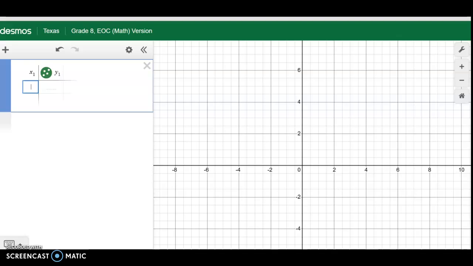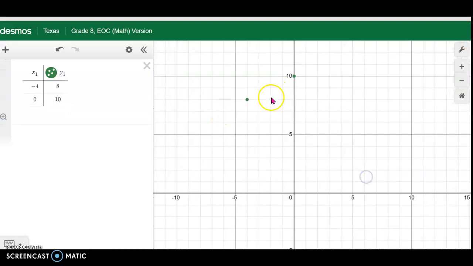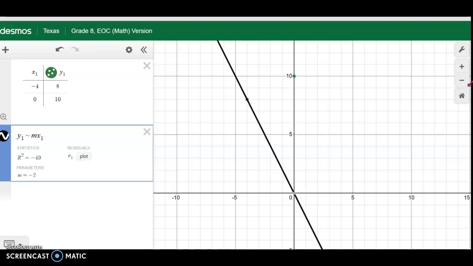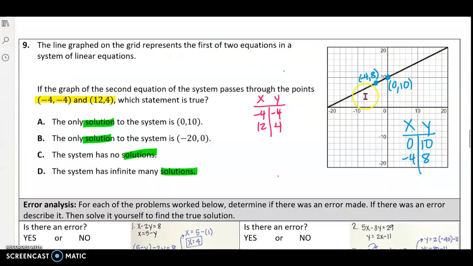That was the graph, and it had 2 points on it that we put. One of them was -4, 8, and the other point was 0, 10. Now I can't see it, so I'm going to zoom out a little bit. There they are. There are those 2 points right there. You can use the plus or minus to zoom, or your mouse pad to zoom in and out. Now to actually get the line, you need to type the equation. y1 tilde mx1 plus b. So that should look like the line that is on your graph, on our paper. This one right here. If it doesn't look like it, maybe your points are not correct.